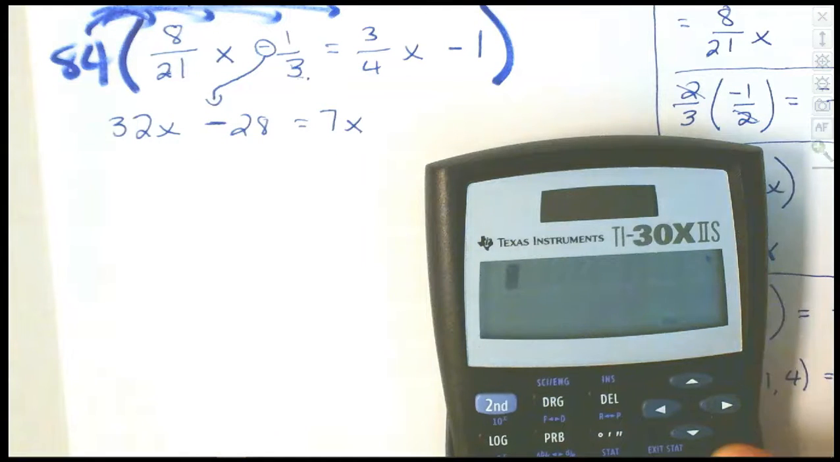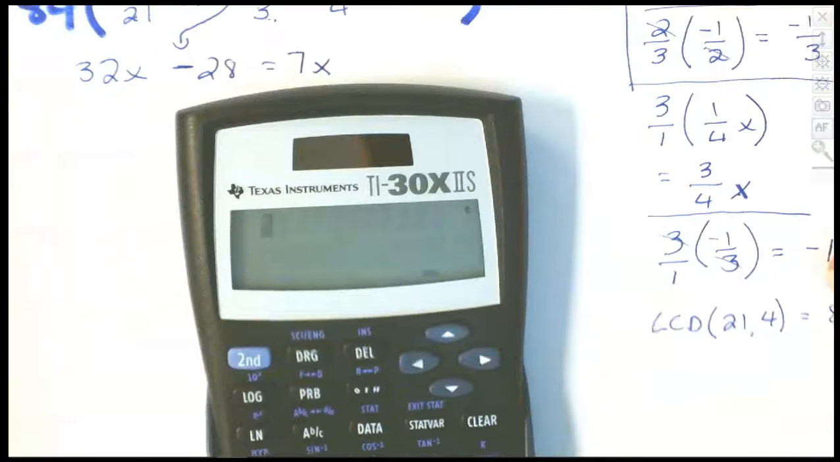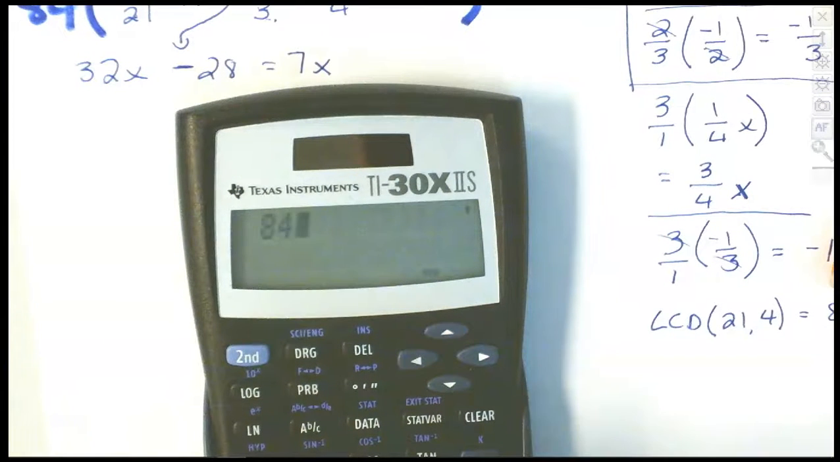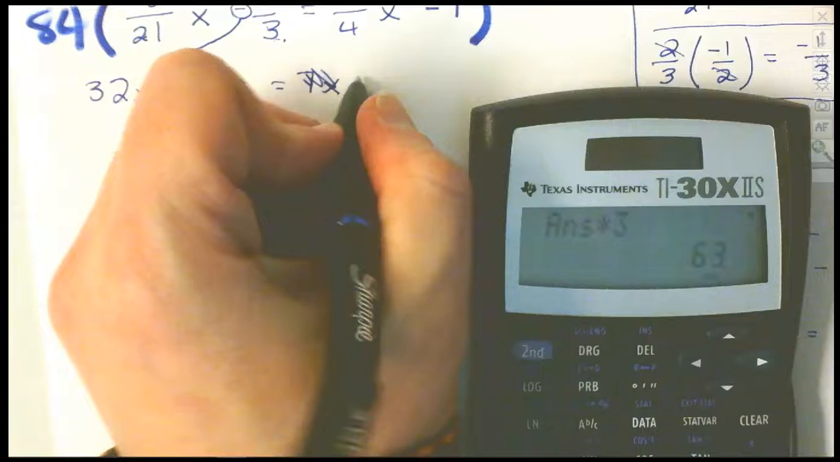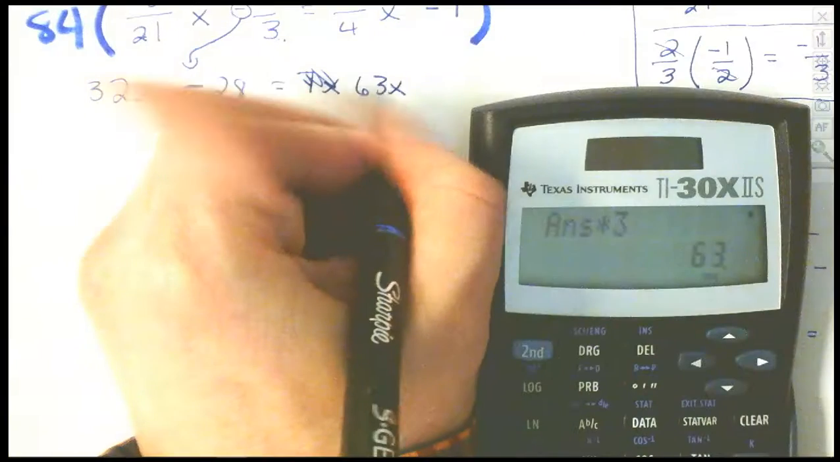with it. Wait, I think I typed it in wrong. Yeah, I wasn't paying attention. Let's try this again. Okay, 84 divided by 4. I knew it didn't look right. That's 21. And then I multiply this by what? 3. My mistake. It should be what? 63. Well, not 7. I divided wrong there. So it should be a 63x.